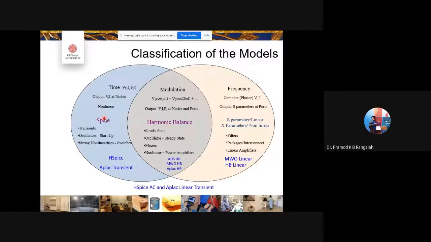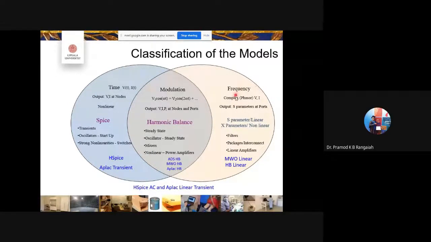If you are performing any of the measurements associated with frequency or modulation, it may not be giving you accurate results. So with respect to time, we have got transient, oscillator startups, and some nonlinear switches. And models are available, not only the SPICE model, we have got the harmonic SPICE model and Applet transient. These are the models available in most of the tools.